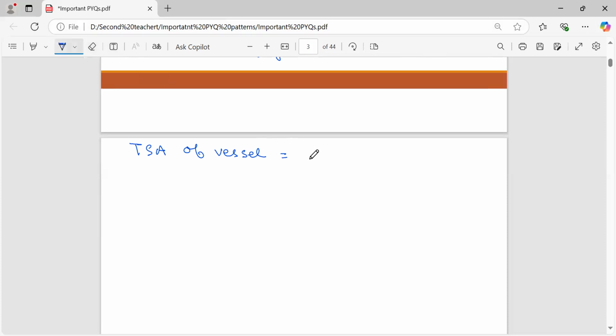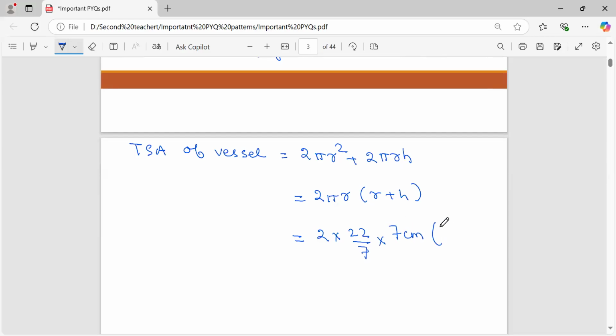Okay, so the curved surface area of the hemisphere is 2 pi r square. And 2 pi rh, that is the curved surface area of the cylinder. So here I can take 2 pi r as common and r plus h I can do. So 2 into pi we will always take as 22 by 7 into r is 7 centimeter and r is 7 centimeter and h is 6 centimeter. That's it.